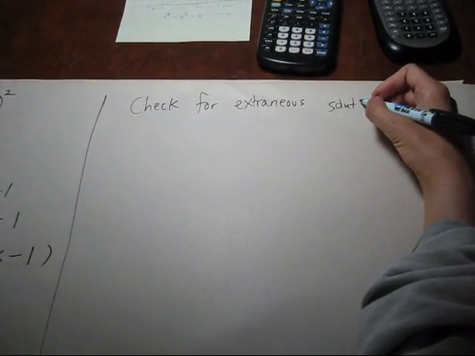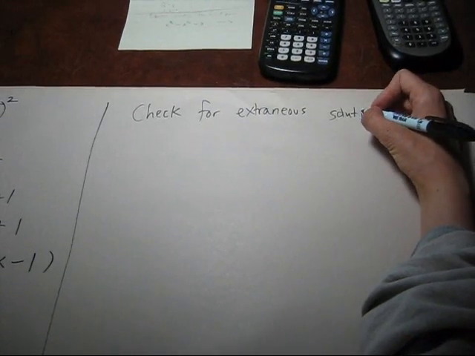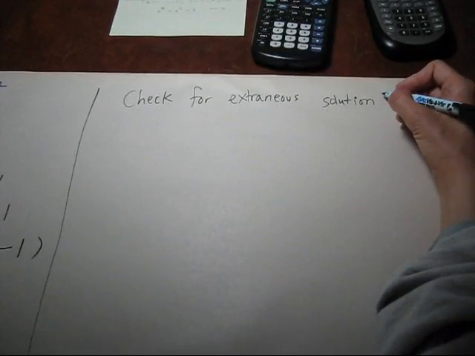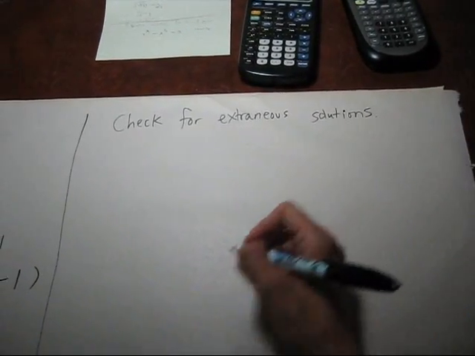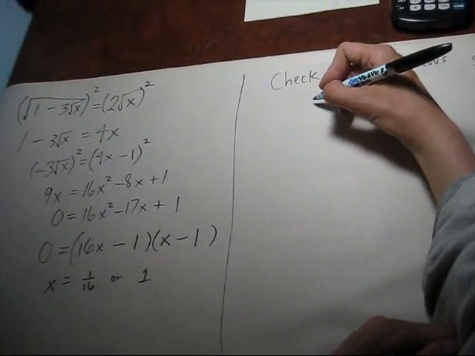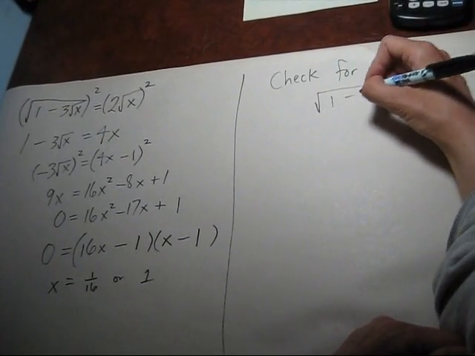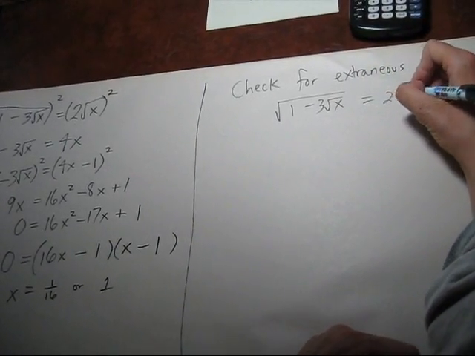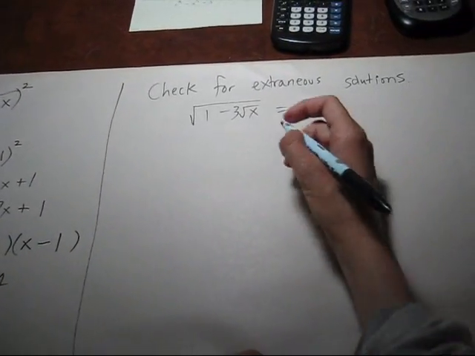So extraneous solutions are solutions that show up, but they don't actually work when you plug them back in. And so we have to go back to the original equation and check them. So let me write down the original equation again. Okay. So let's check 1/16.